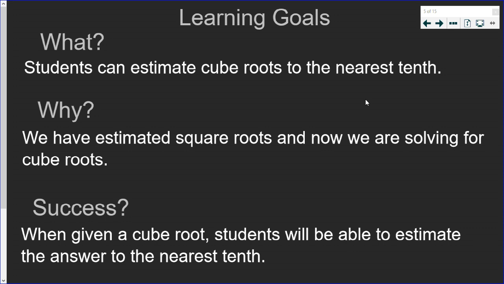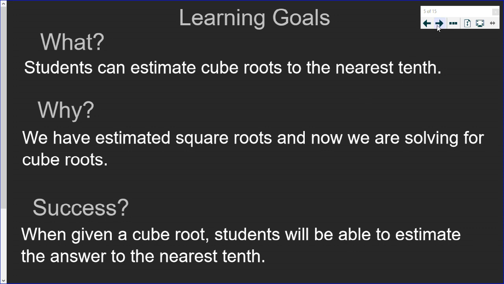How will you know when you've been successful? When given a cube root, students will be able to estimate the answer to the nearest tenth. So very similar here to our square roots lesson, except now we're working with cube roots, which is 3 instead of 2. And so a lot of this is going to seem like deja vu. It's going to be very similar to Mr. Grady's video from earlier this week. But everything is kind of similar, just a little bit different process here for cube roots.